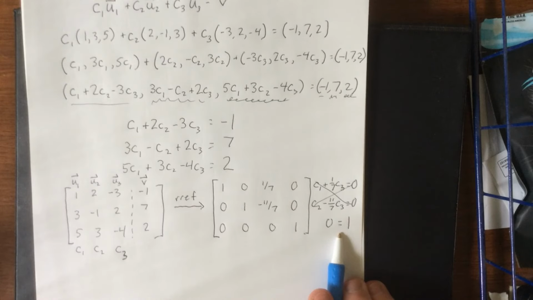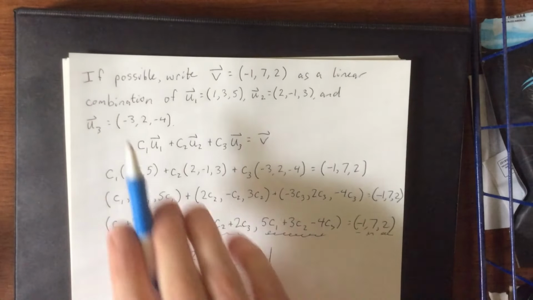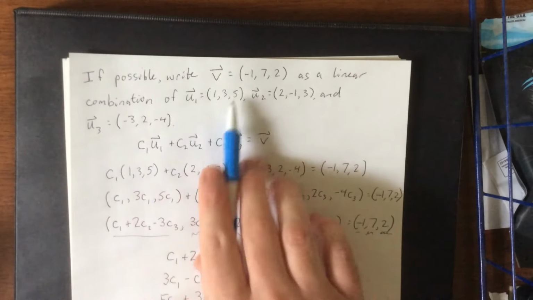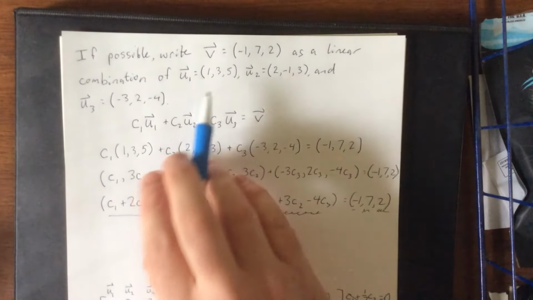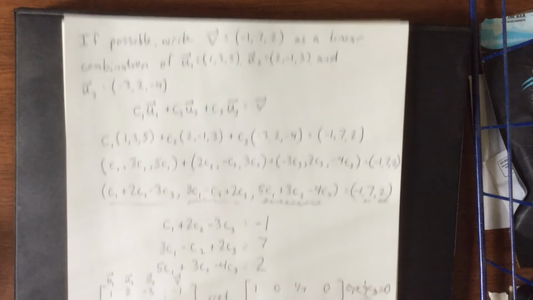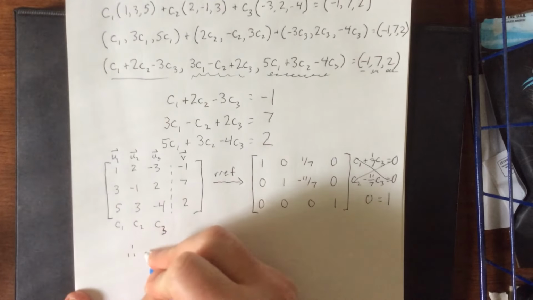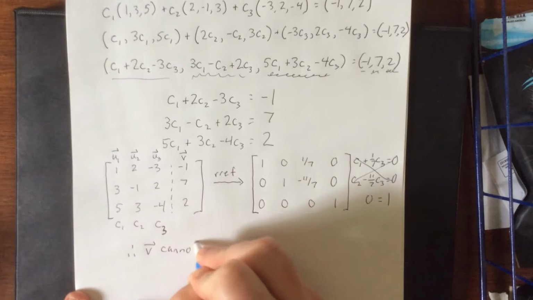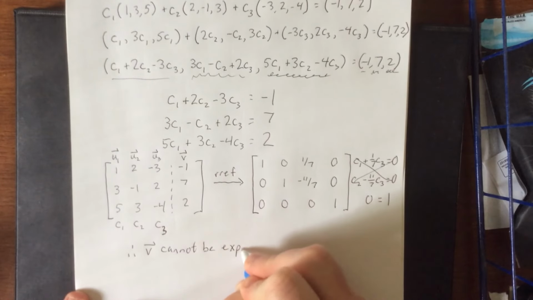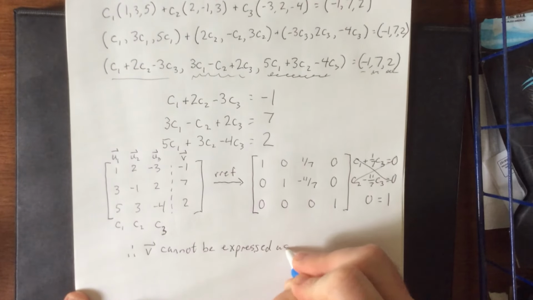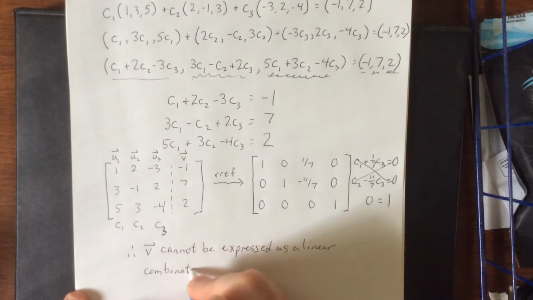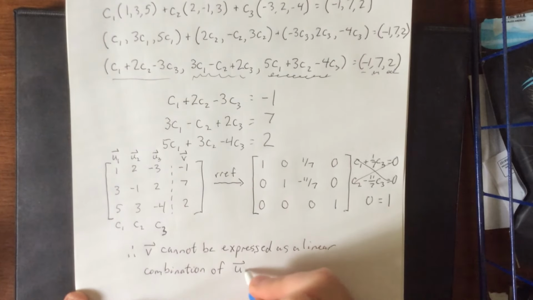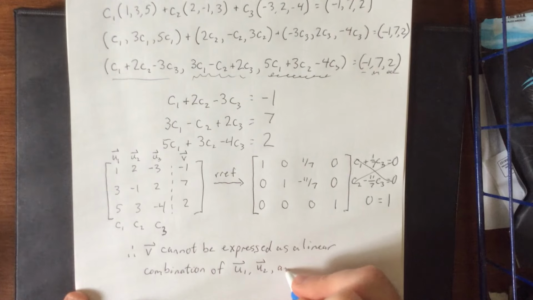What the math is telling us is, it is possible to write V as a linear combination of these three vectors, provided that 0 is equal to 1. Because 0 is not equal to 1, what it's actually telling us is it's impossible to do the task assigned to us. So we'll say, therefore, V cannot be expressed as a linear combination of U1, U2, and U3.